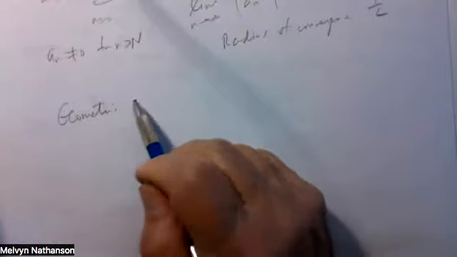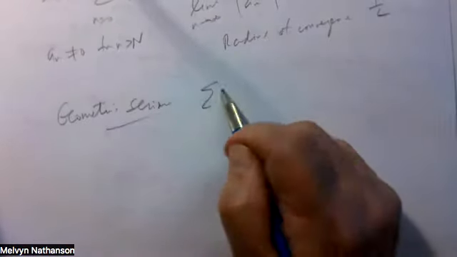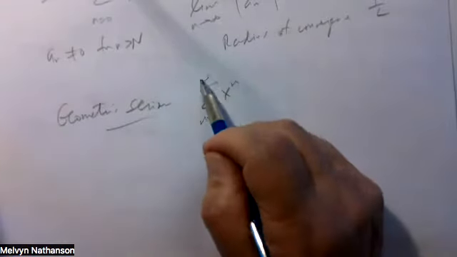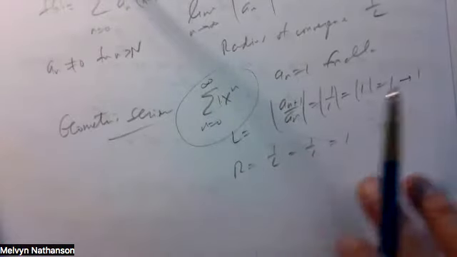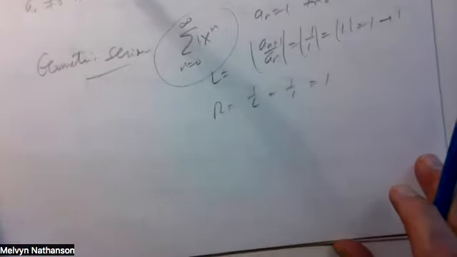So for example, if we look at the geometric series, this is just the name of the series, the summation of x to the n, all of the coefficients are 1, a sub n equals 1 for all n. So a n plus 1 over a n is 1 over 1, which is 1. So this limit is just a constant sequence. This limit is 1. So that's L. And the radius of convergence, 1 over L, is 1 over 1 or 1, which is what we saw. For this geometric series, the radius of convergence is 1.